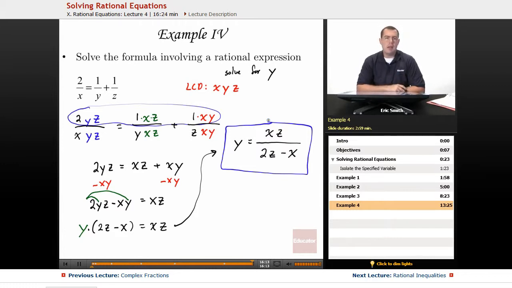So be careful when solving many of these different types of rational equations. Make sure you always check your solutions and really use that least common denominator to help yourself out.